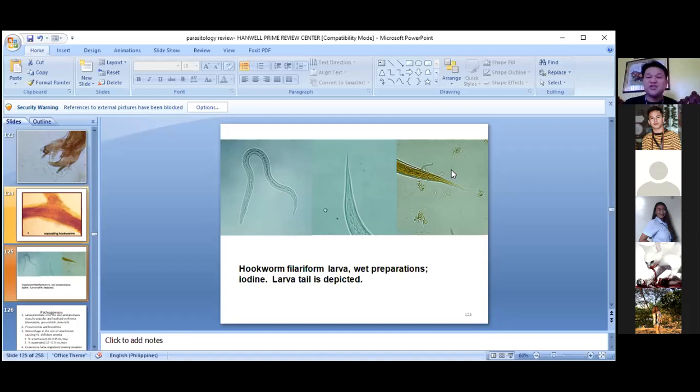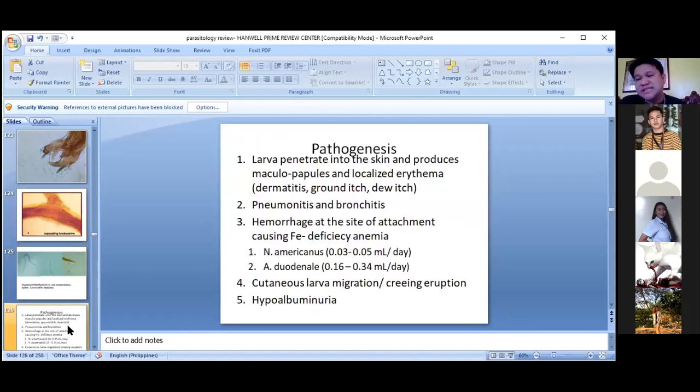Ano ang itsura ng Strongyloides stercoralis? Okay, let's look at the pathogenesis. What are the diseases which are associated with the parasite? Since the mode of transmission is skin penetration, it has to penetrate your skin.